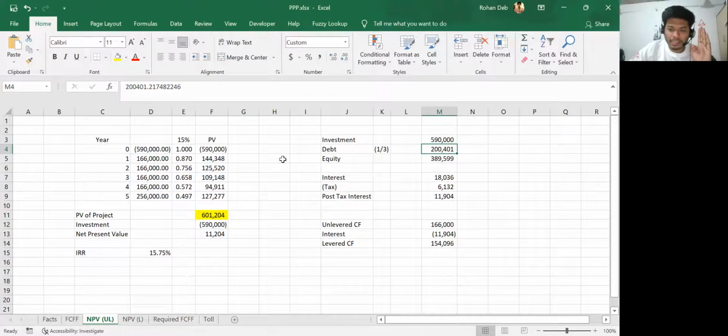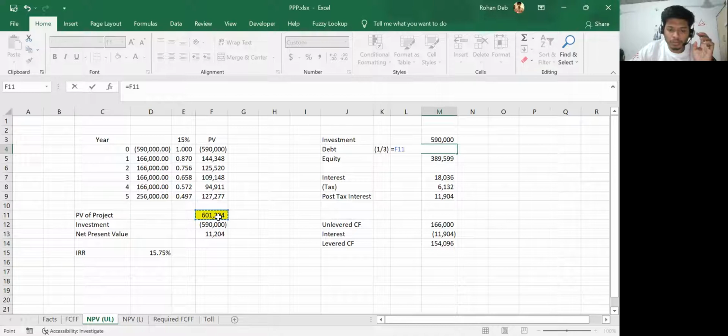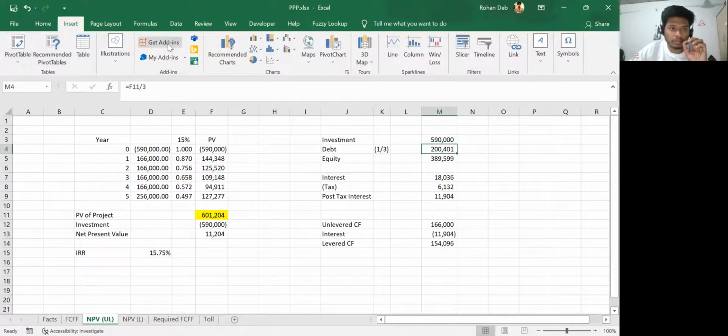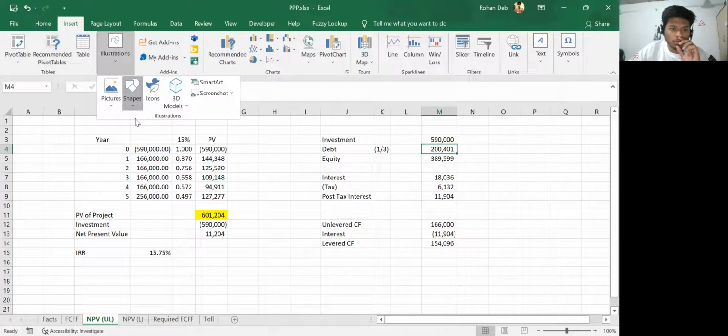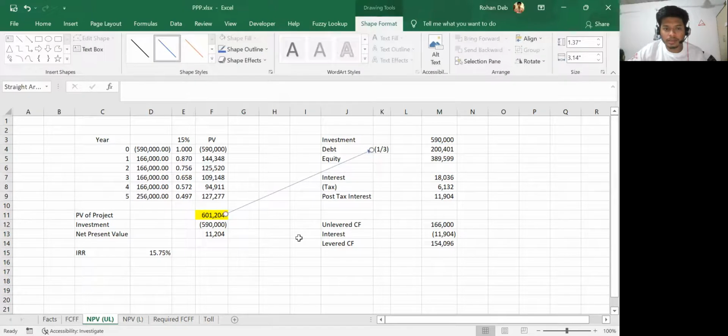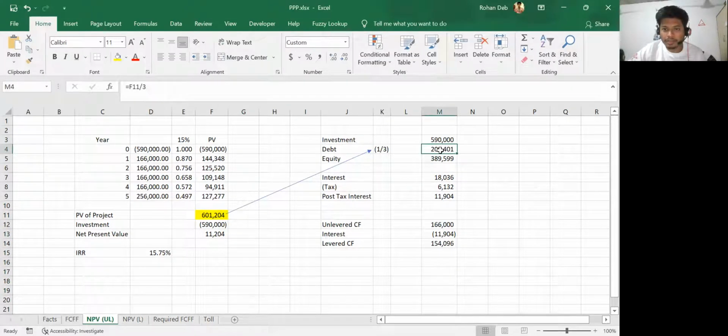Okay, so what I basically did, I did this 601,204 divided by 3. That gives me debt. Now total investment required was 5,90,000. So 1/3 of the entire investment is coming from debt. Don't do 1/3 of this. You have to do 1/3 of this yellow. Do 1/3 of 601,204. That comes to 200. 590 minus 204 comes to this. This is my equity investment.